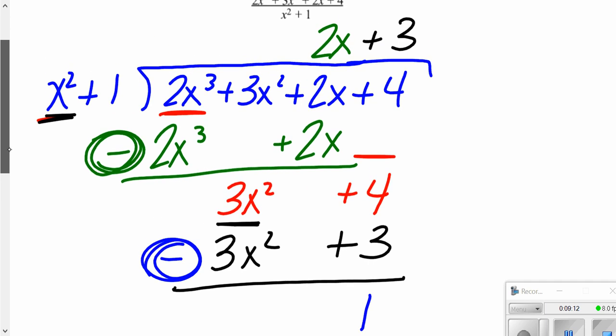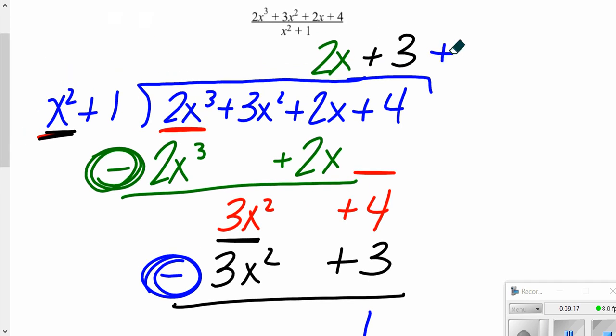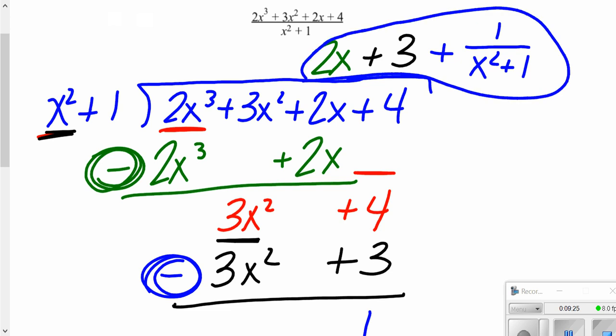Okay, I'm to the end of my problem. I don't have anything else that I need to divide by. So that 1 is a remainder, and you put the remainder over your divisor. So this is my answer.